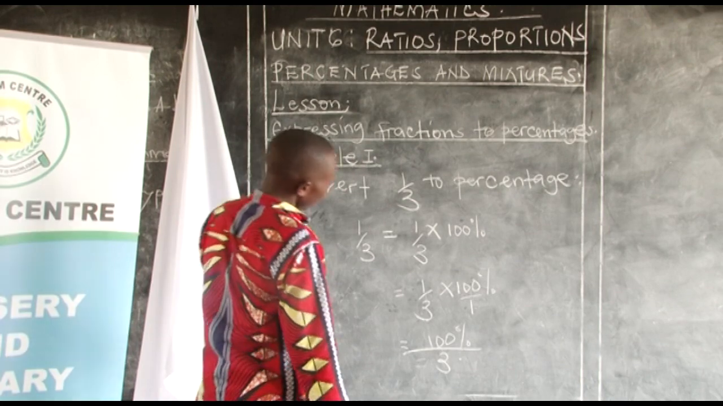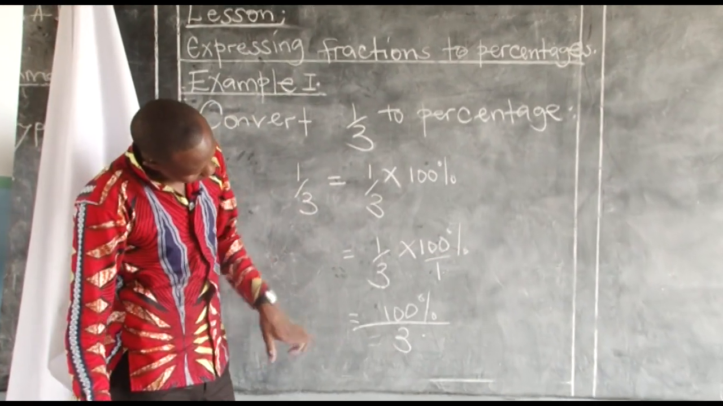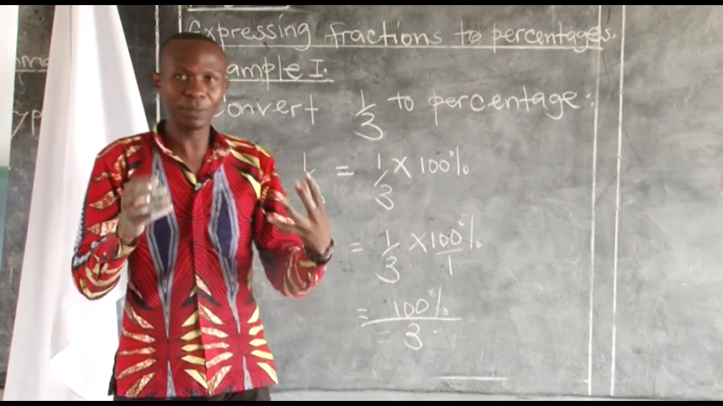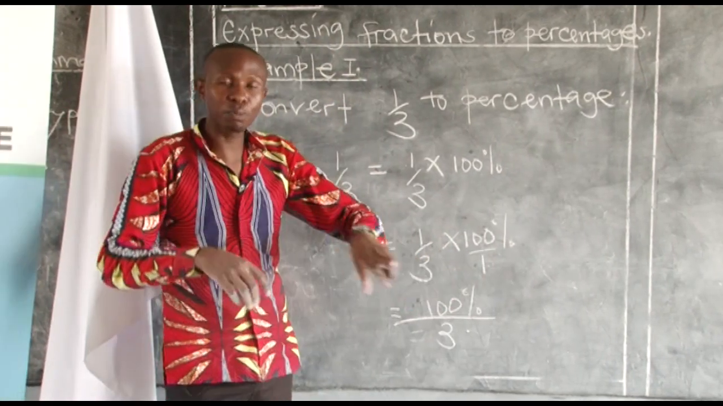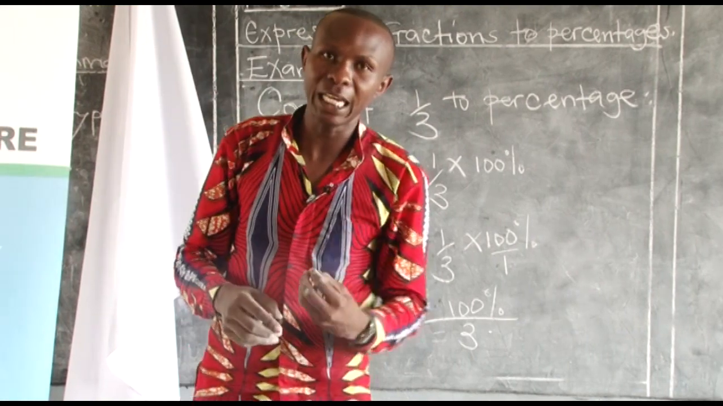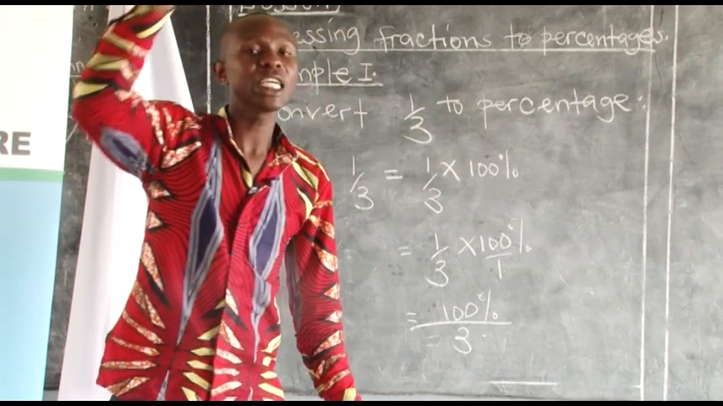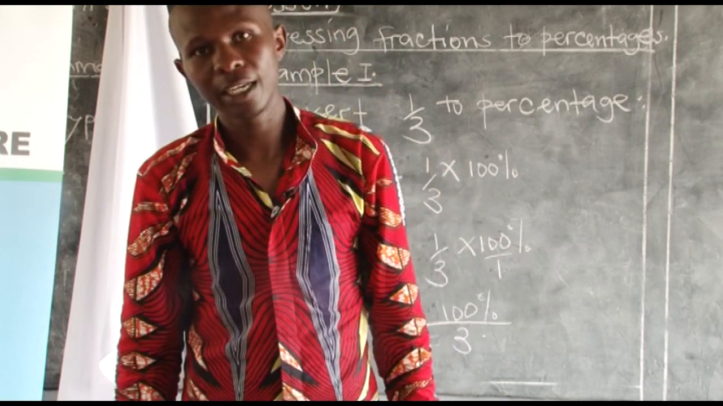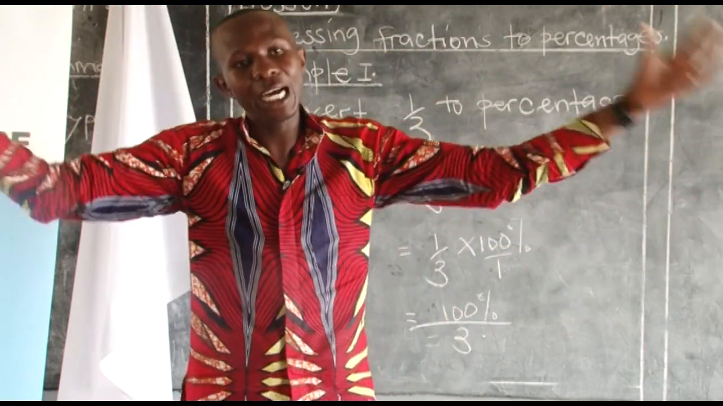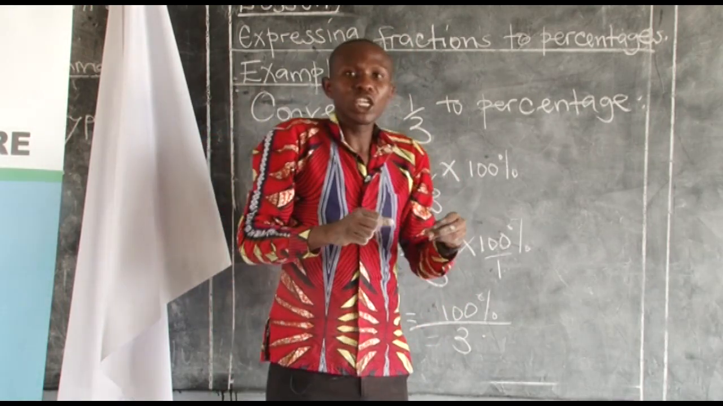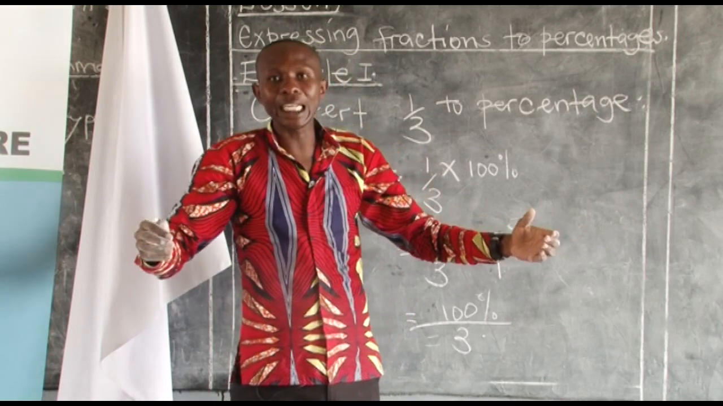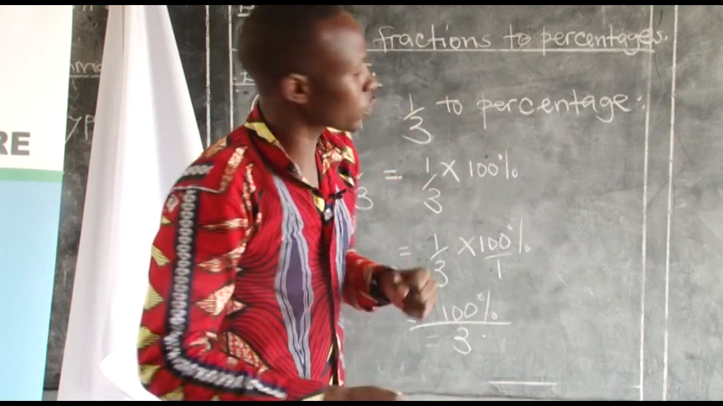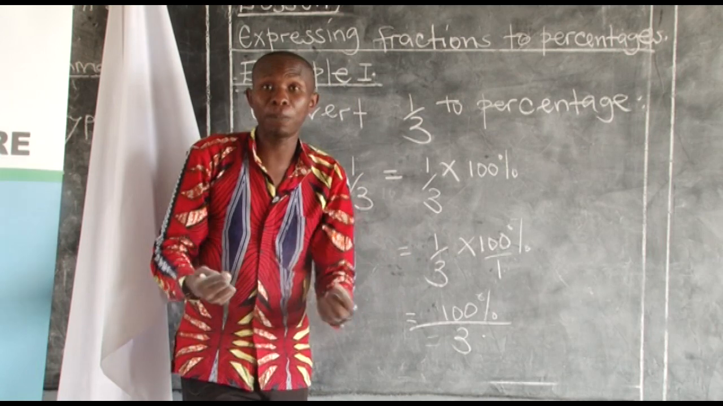So let's look at this. When you look at 100%, 100 is too heavy to sit on 3. It means we have to change this improper fraction into a mixed fraction. And what is an improper fraction? An improper fraction is a fraction where the numerator is bigger than the denominator. The number on top, which we call the numerator, is bigger than the number below, which we call the denominator. That is what we call an improper fraction.